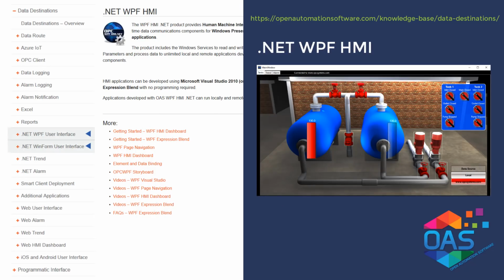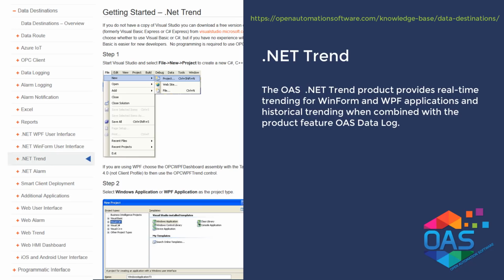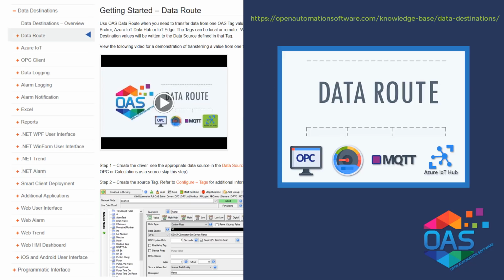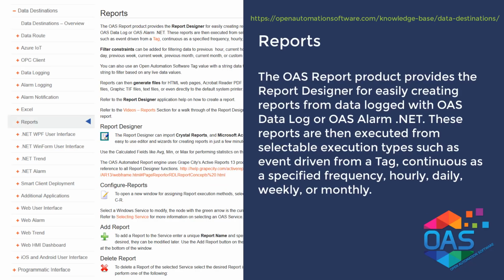OAS WPF HMI .NET allows you to build HMI applications with Visual Studio. To learn more about it, see the knowledge base here, and also under .NET WinForm for Windows Forms. To learn more about our .NET Trend products, see the knowledge base under .NET Trend. To learn more about our .NET Alarm products, see the knowledge base under .NET Alarm. The OAS Data Route product allows an OAS service to write values from any tag to any tag, OPC server, or IoT driver. Learn more about that in the knowledge base under Data Route.